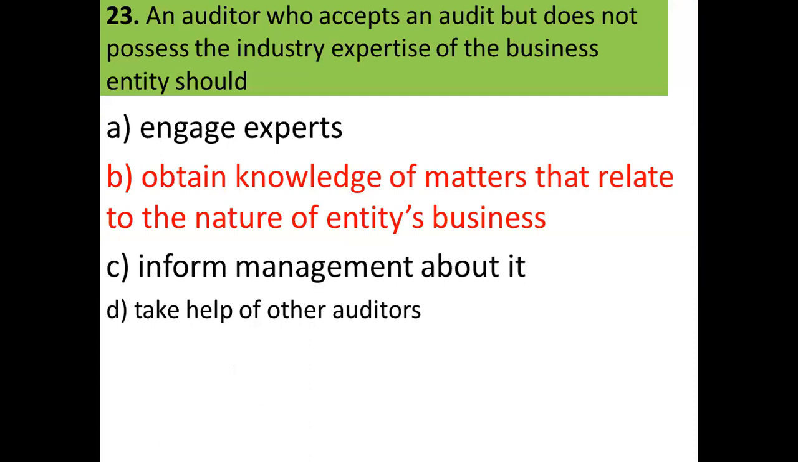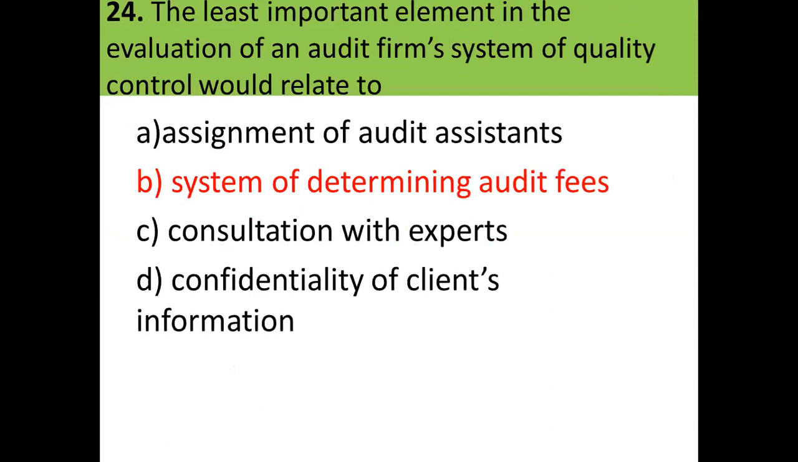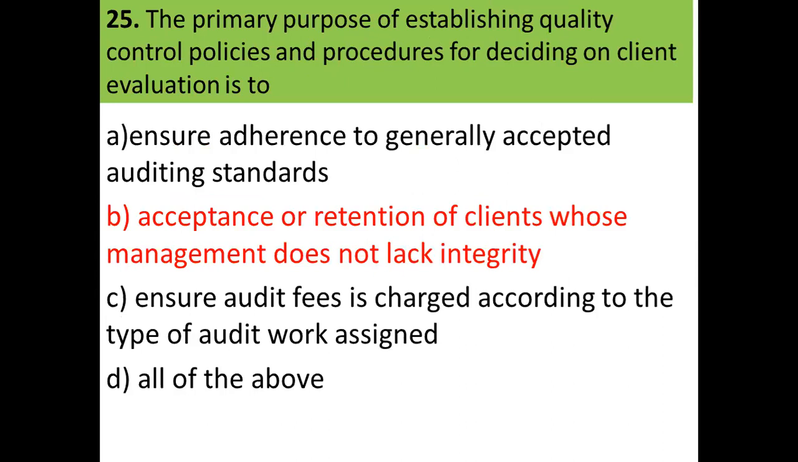An auditor who accepts an audit but does not possess the industry expertise of the business entity should obtain knowledge of the matters that relate to the nature of the entity's business. The least important element in the evaluation of an audit firm's system of quality control would relate to the system of determining audit fees. The primary purpose of establishing quality control policy and procedure for deciding on credit evaluation is to assess acceptance or retention of clients whose management does not lack integrity.